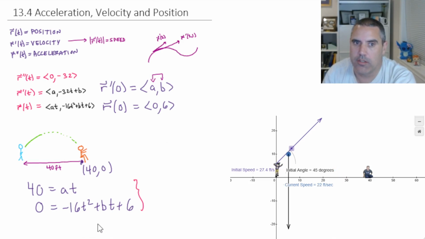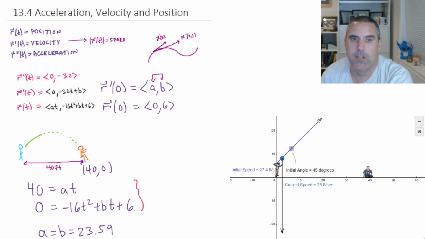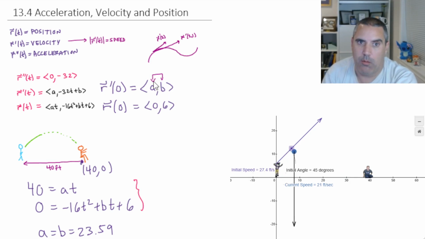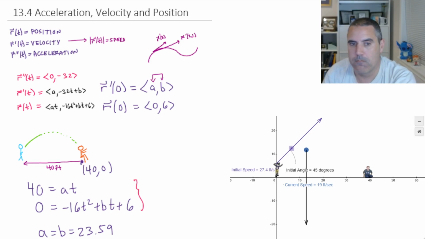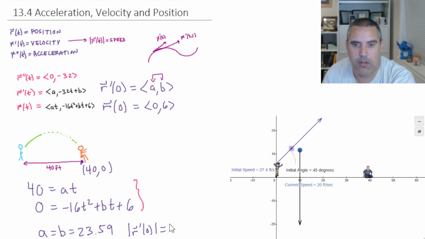If you do that, then you can completely solve this. And I did, and I got that A and B, if they're the same, have to be 23.59. And then I figured out based off of that what the speed would be, the speed being the magnitude of this. So I just wanted to start with this as an example, something where I actually do some solving. So square root of a squared plus b squared, I got that it was about 33.36 feet per second.